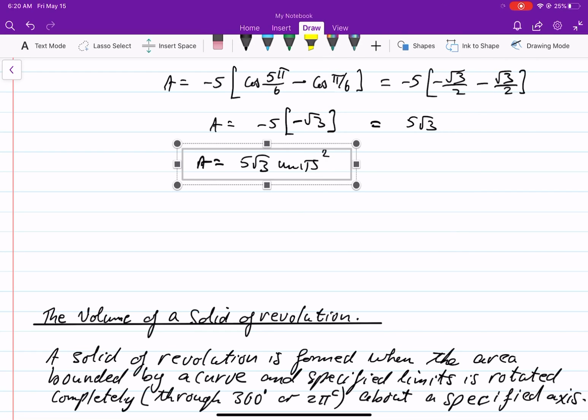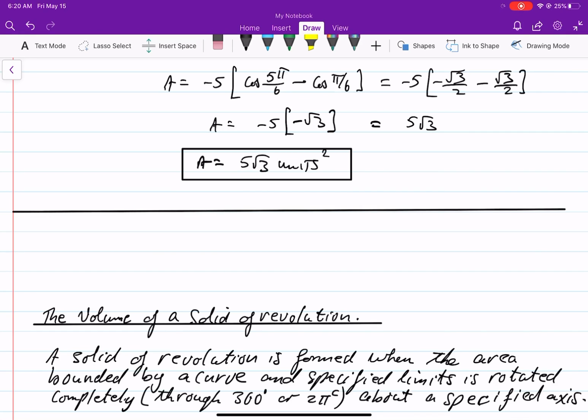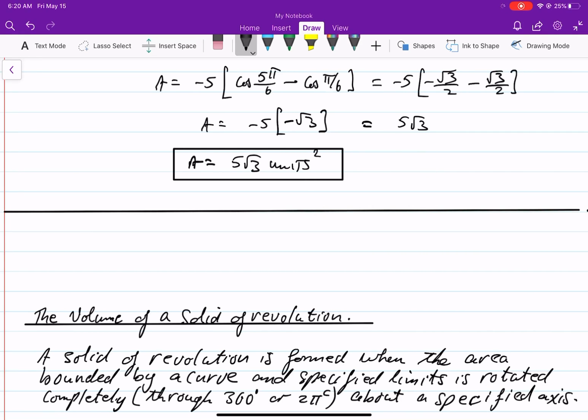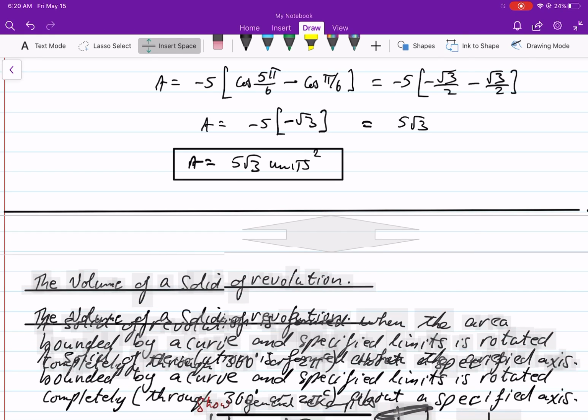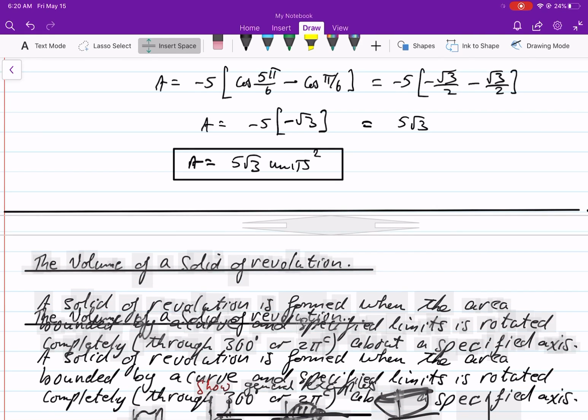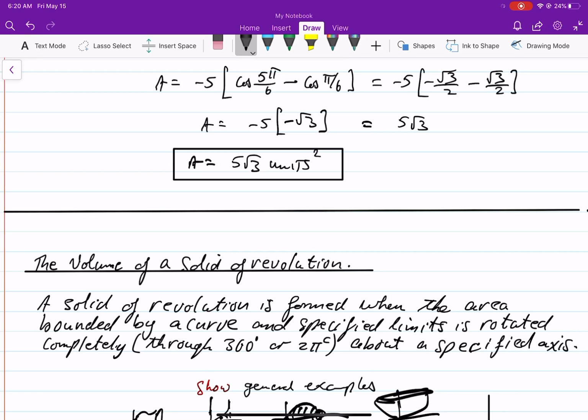All right. So you get the general idea as to how to find the area under a curve. Like I said, for the most part, you should know what the curve looks like and what the region is whose area you're trying to find. And it's a basic integral at this level. Okay, let's move on to volumes of solids.